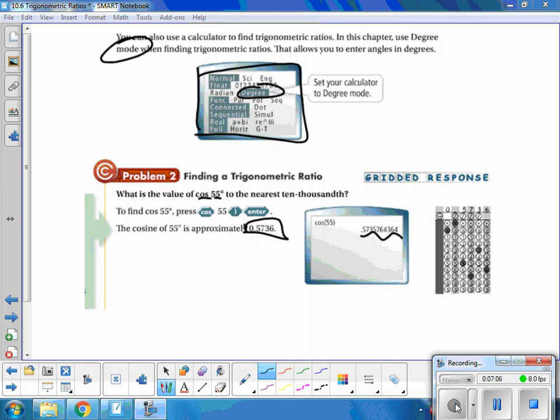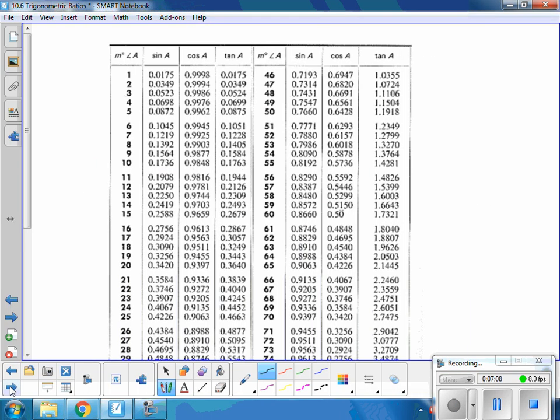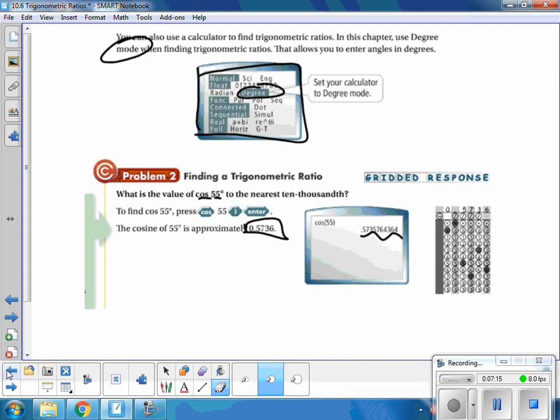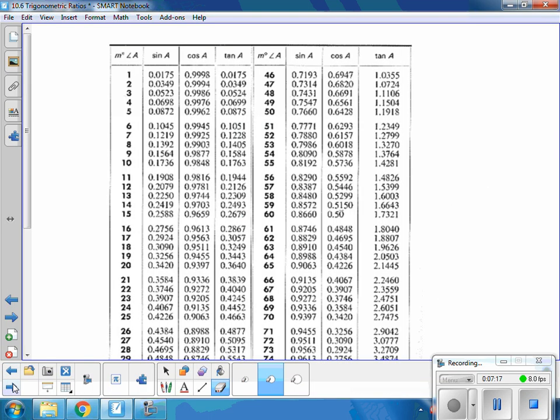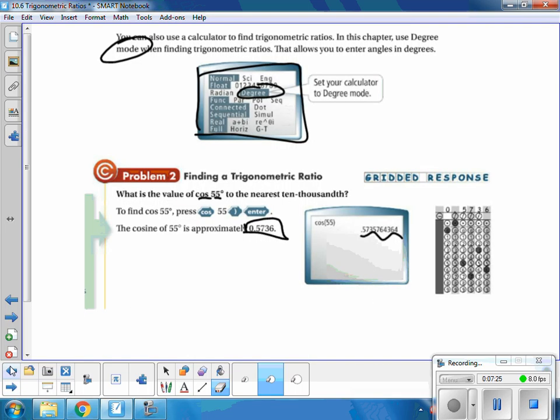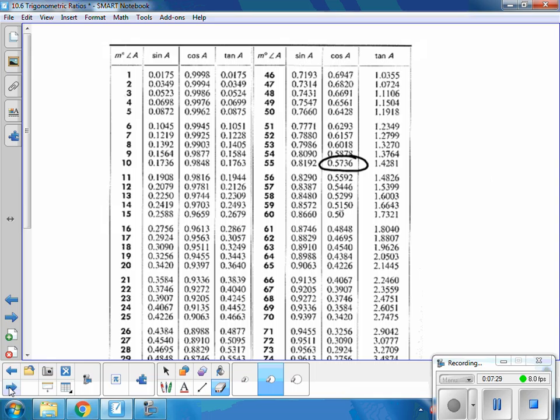Your calculator is really handy, because if you didn't have that, you would use a table like this, where you would scroll through and look for your degrees. So we found that the cosine of 55 degrees, so we would look at cosine, and we'd try to find 55 degrees. Cosine of 55 degrees is right there, and if we go back, we see that matches 0.5736 and 0.5736. So if you don't have one of these in your back pocket, you're encouraged to use your graphing calculator.